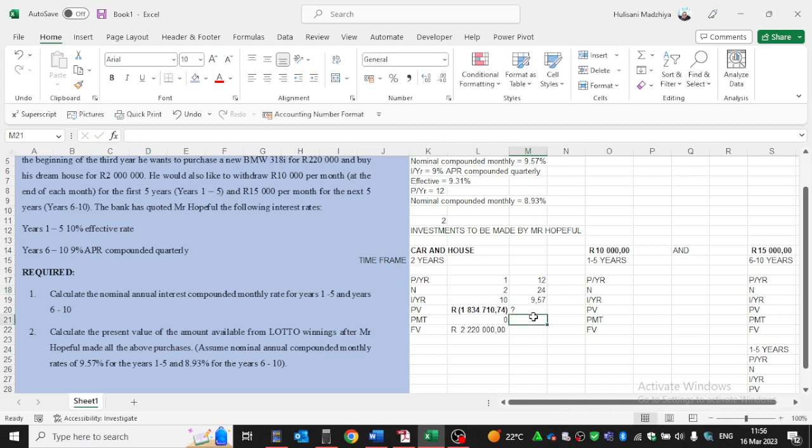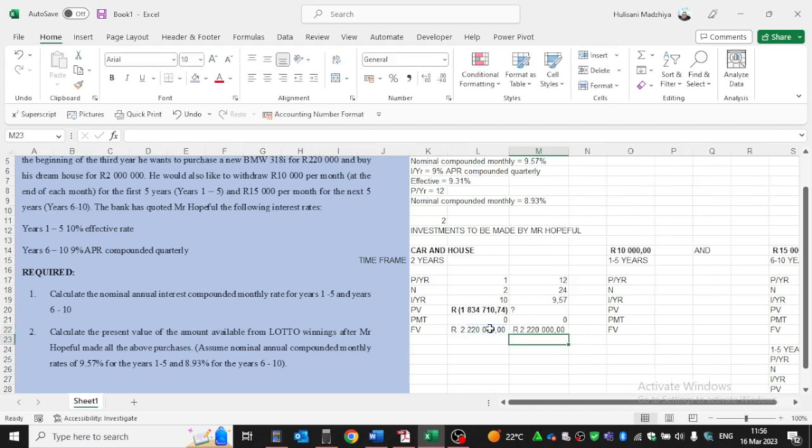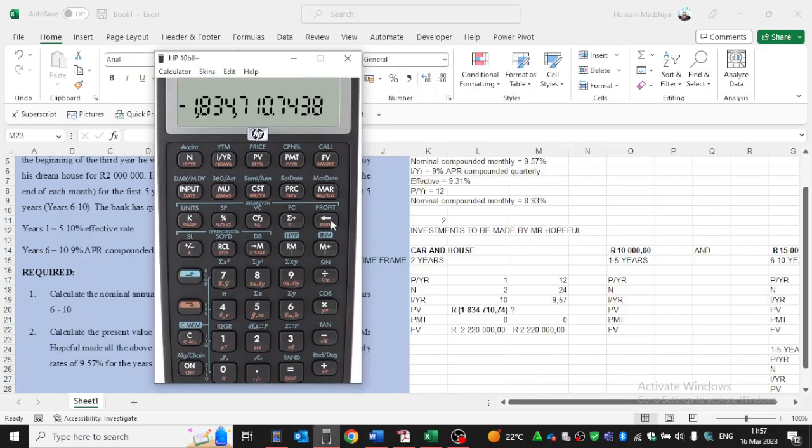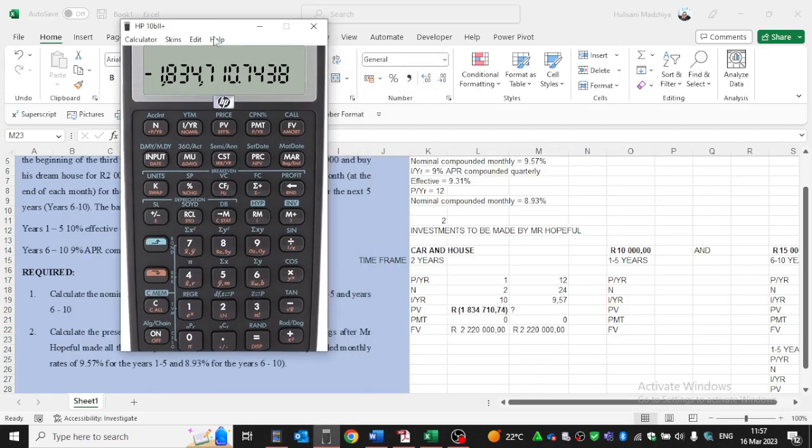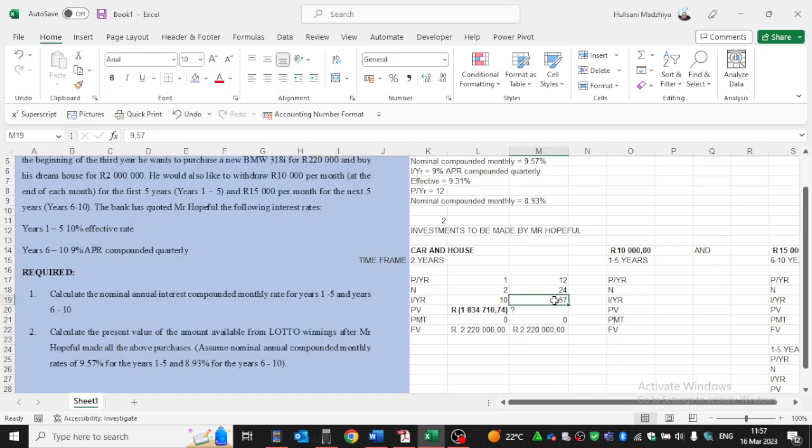And then here we're still going to have the same effect where the PMT will be 0 and the future amount that he needs will be 2,220,000. Then from there we can calculate the present value based on the basic principle, that this is how much the bank has quoted, 9.57% over the 5-year period, meaning that any investment will earn 9.57, but at the end of the year that investment will actually earn 10% effective interest rate.